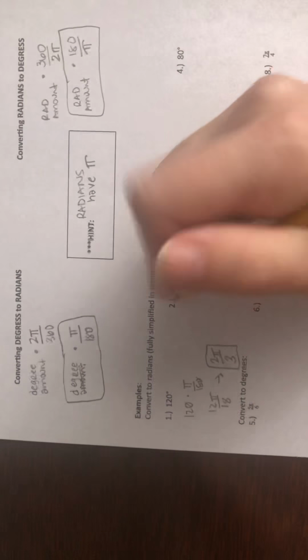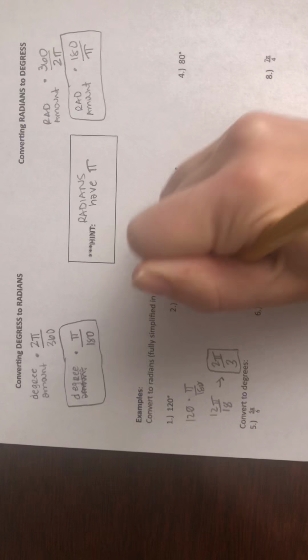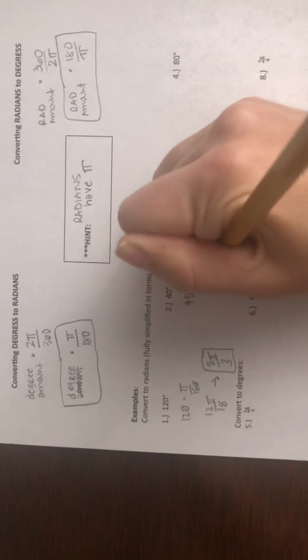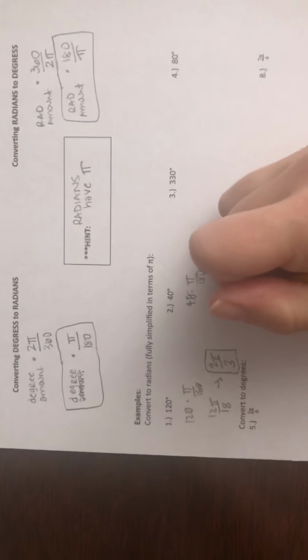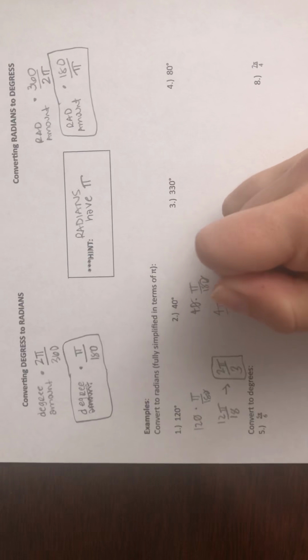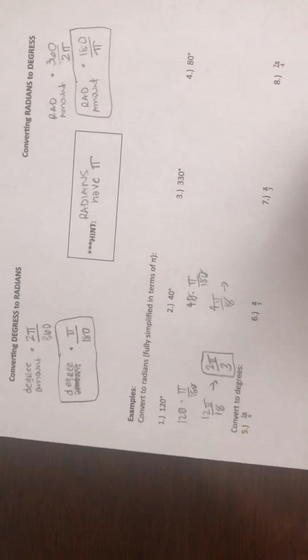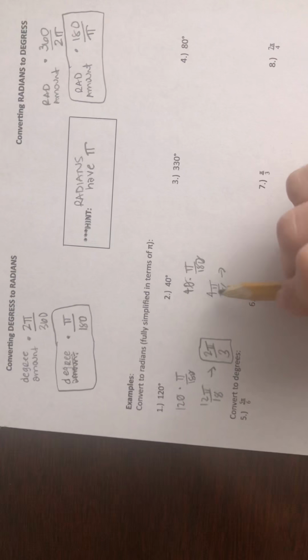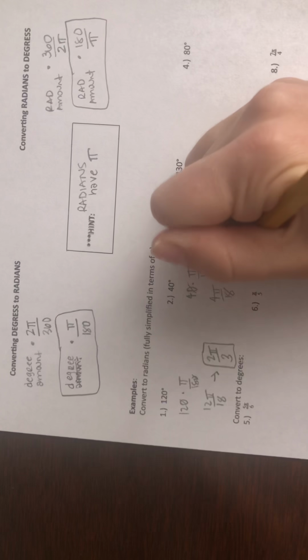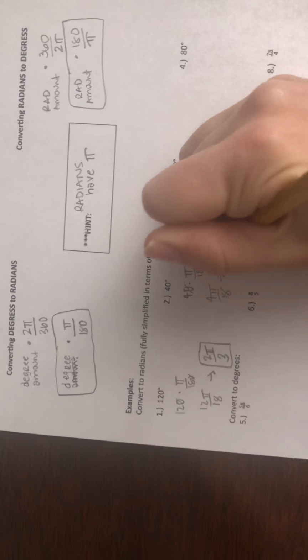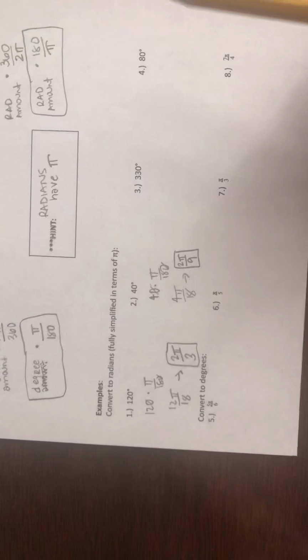So let's do 40. We'll take 40 and multiply it by pi over 180. Realize we can simplify the zeros at least. So we have 4 pi over 18. We still have to simplify 4 and 18. They're both divisible by 2, making it 2 pi over 9. You're going to do 3 and 4 on your own and submit that.